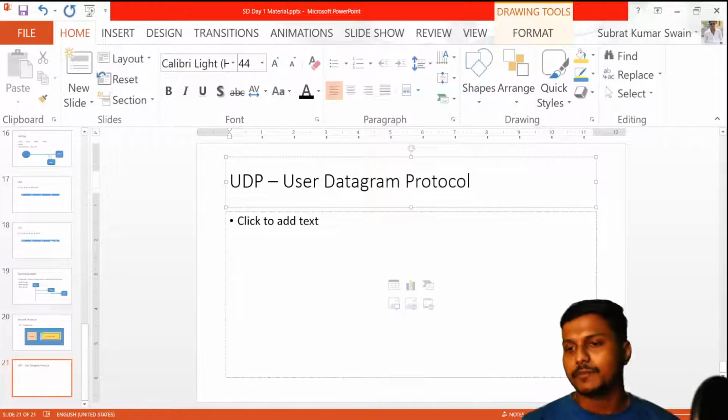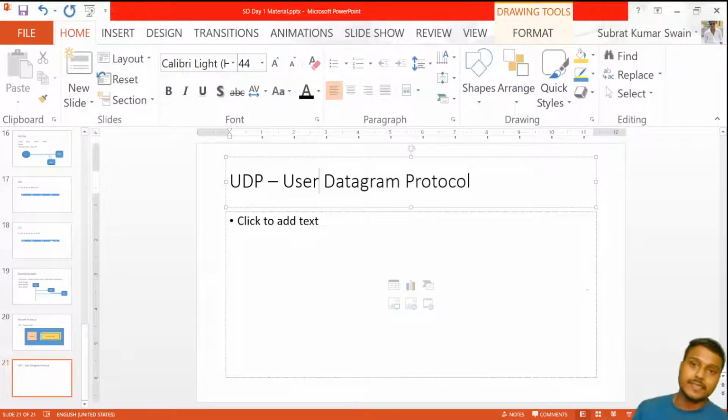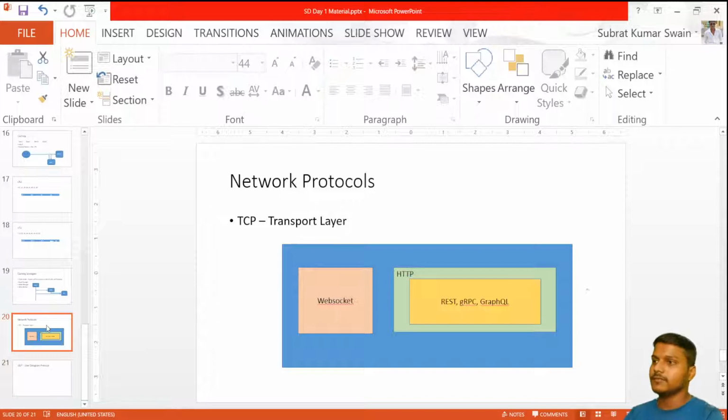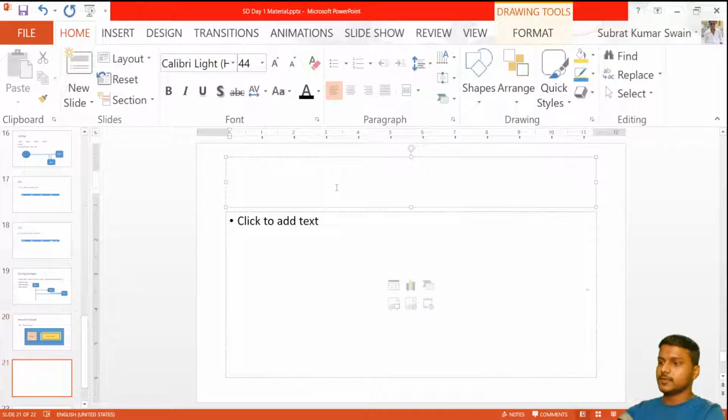How is UDP different from TCP? How does TCP work? How does UDP work? Let me tell you. First, let me tell you about TCP, guys. Then we will talk about UDP, then you will understand. So let's discuss TCP. Everything is a client-server model, right? I'll just write here sender and receiver, for example.